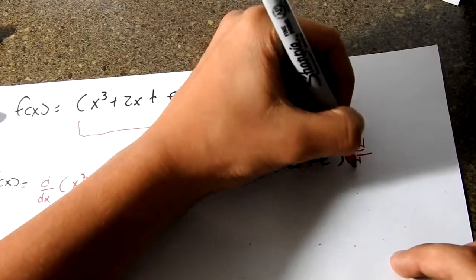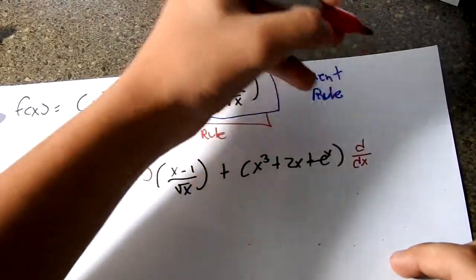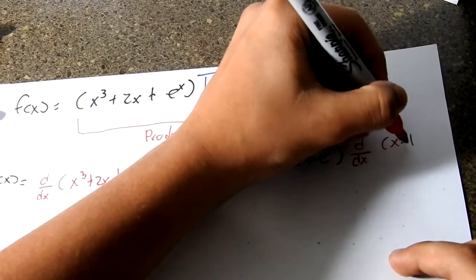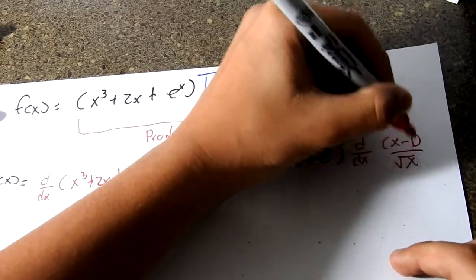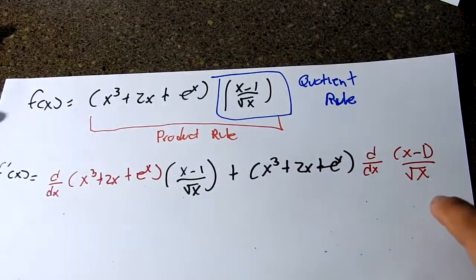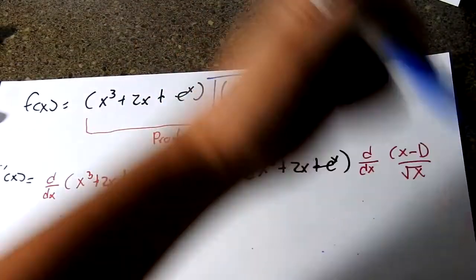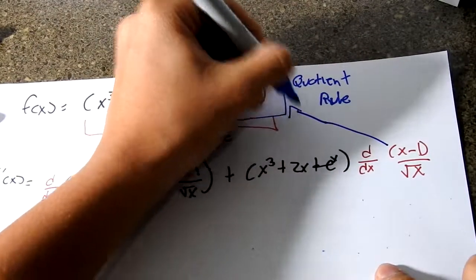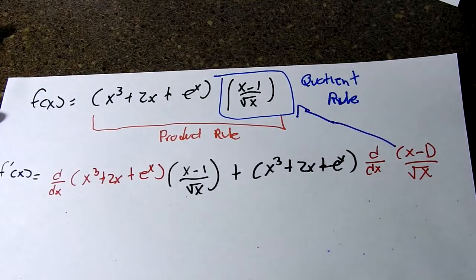times the derivative of x minus 1 over square root of x. We know this already. This one is the same as this one. So we know that already. This makes the work a little bit easier. So let's see, I have my notes over here. So let's apply the derivative.